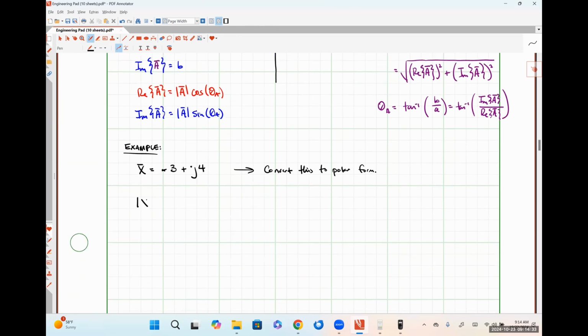So our magnitude of x would simply be the square root of -3 squared plus 4 squared, which is the square root of 25 or 5. We all okay with that? Our angle, theta x, is the inverse tangent of 4 over -3.